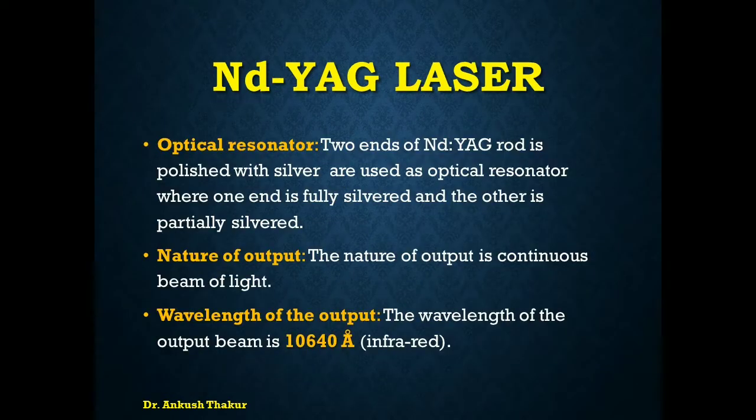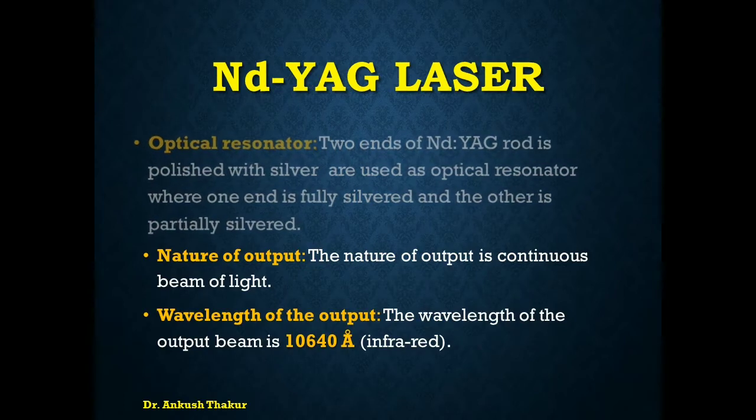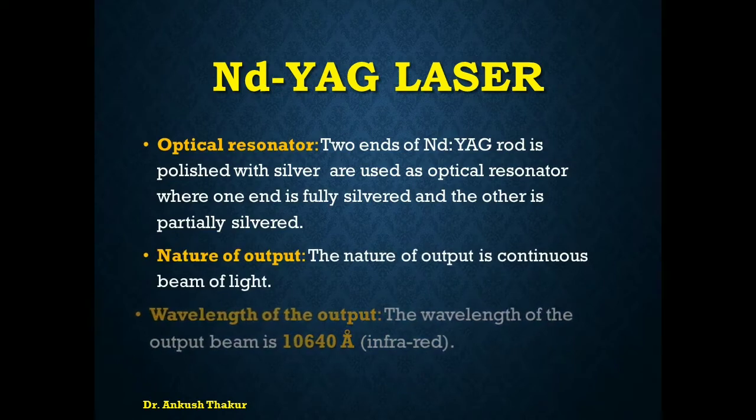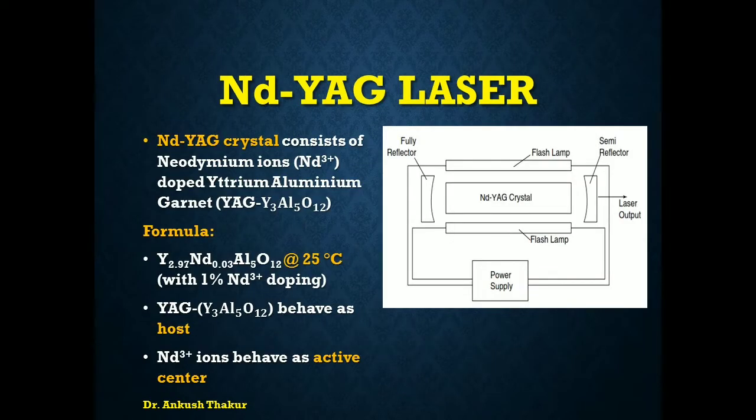In the Nd-YAG laser, the optical resonant cavity has been made with the help of a partially coated mirror M1 and a fully coated mirror M2. The nature of the output is generally continuous. An output of 10640 angstrom is produced.